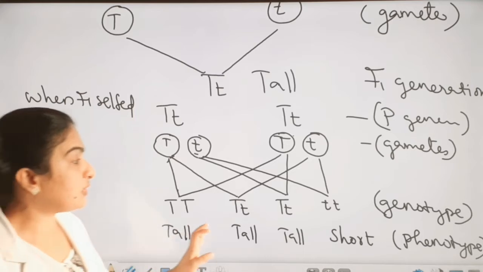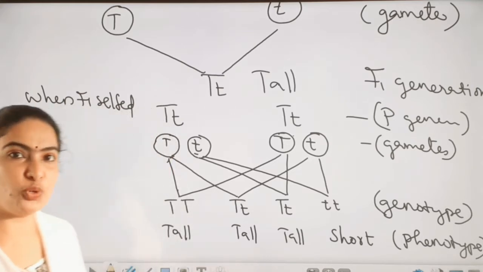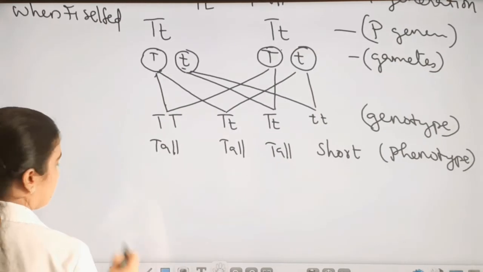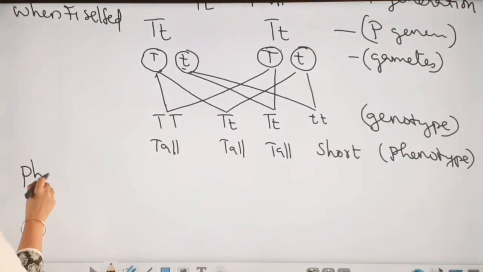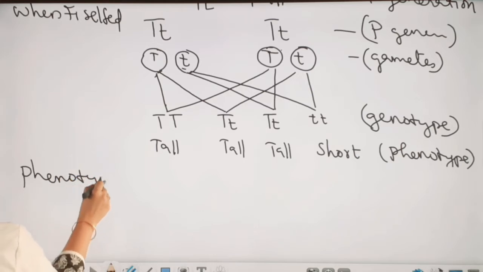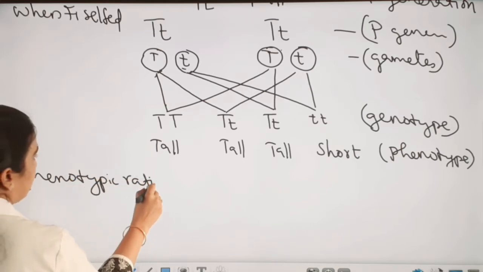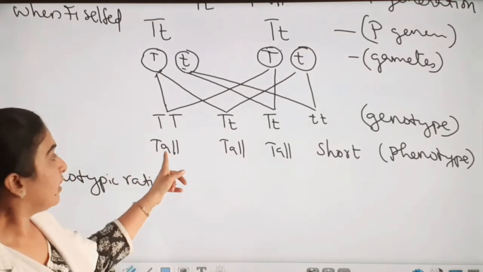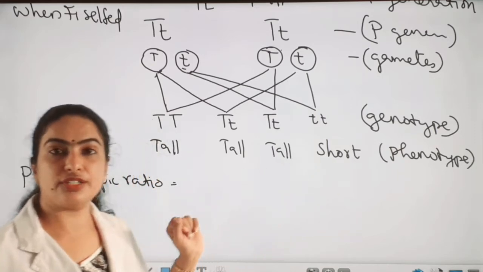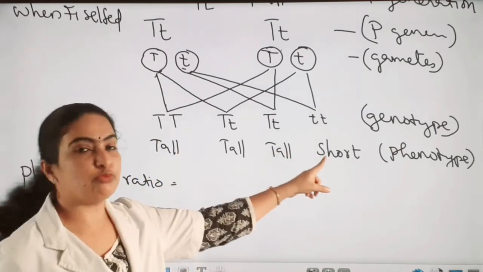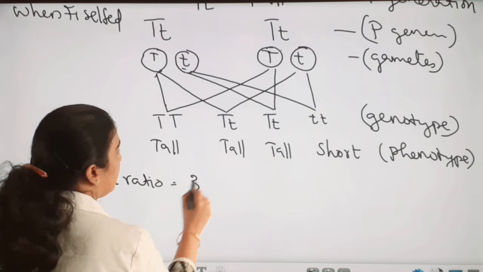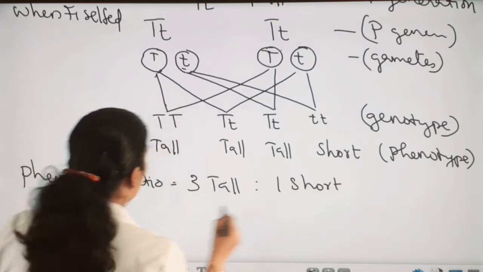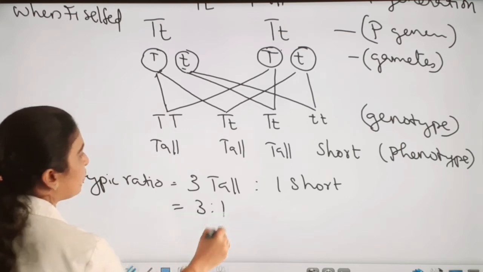So can we find out the phenotypic ratio? How can we find out the phenotypic ratio? Okay, let's see. Phenotypic ratio means, so here which are the phenotypes? Tall and short. How many tall? 3 tall and 1 short. So we can write 3 tall and 1 short. So phenotypic ratio is 3:1.